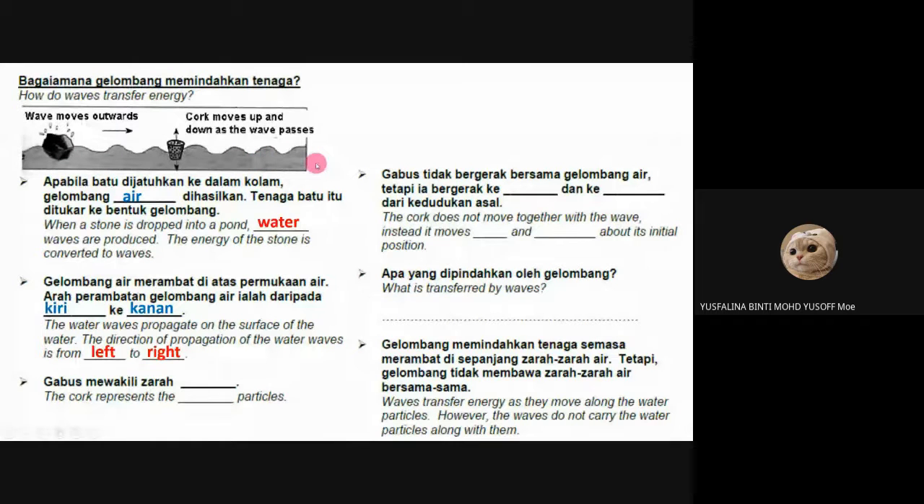So the cork represents the water particle. You can see the cork here only moves up and down, and it will stay at this position. The cork does not move together with the wave. Instead, it moves up and down about its initial position.